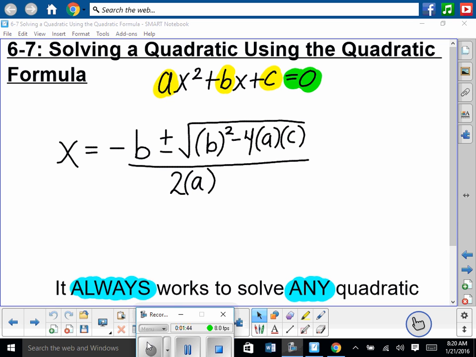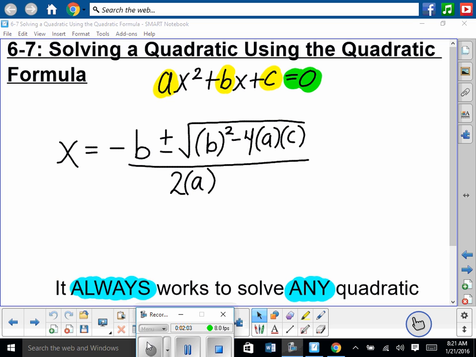So a couple things to notice about the quadratic formula. First of all, b squared is in parentheses. Anytime we're multiplying something out, we want to put it in parentheses. So I did minus 4 times a times c, and I put a and c in parentheses. And that's all over 2 times a.